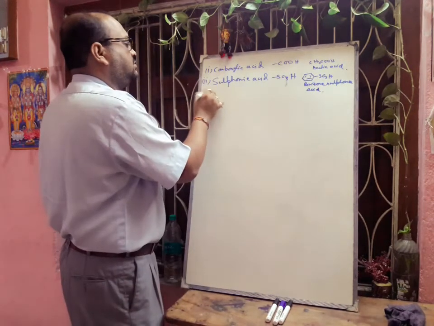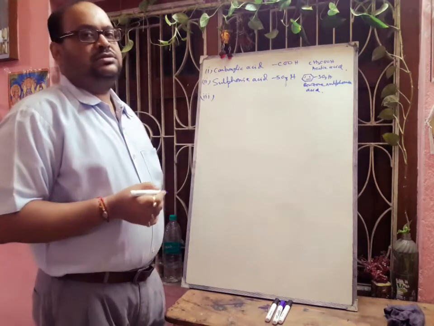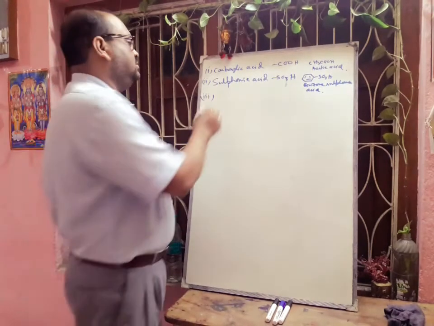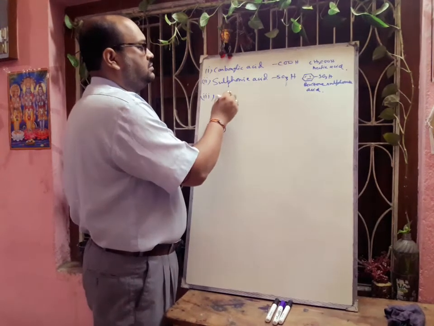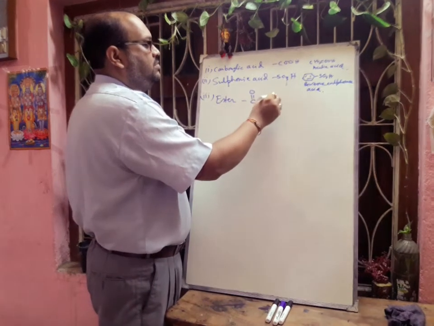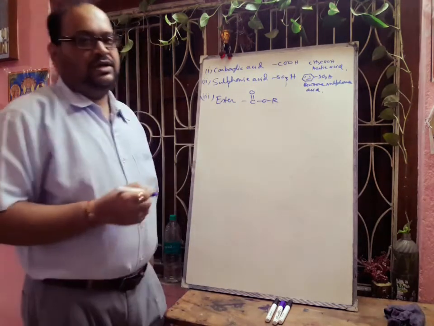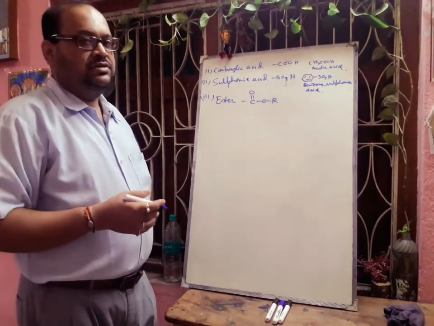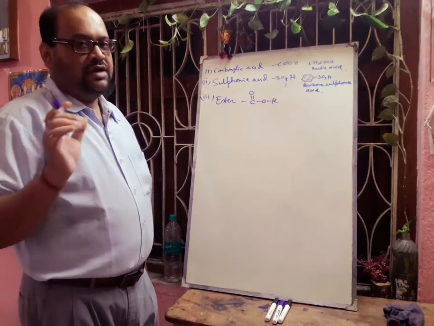Third, next we will discuss the ester functional group. Ester will be represented by this formula, C double bond O R. R is called alkyl group. Alkyl group means when from any alkane one hydrogen is eliminated, that group is called alkyl group.